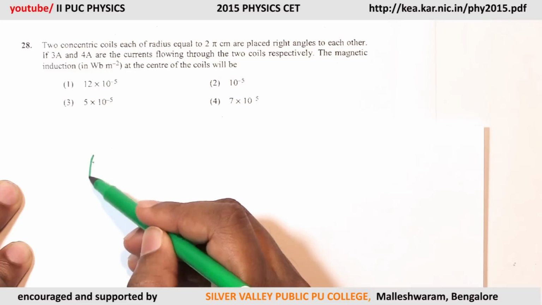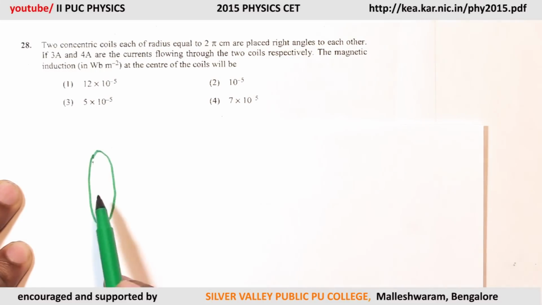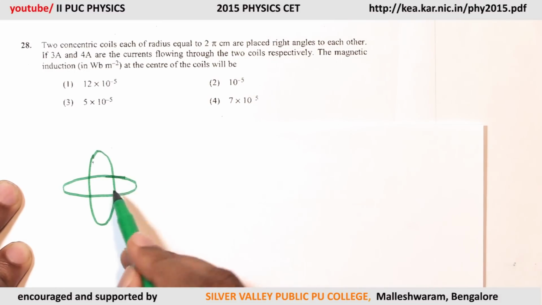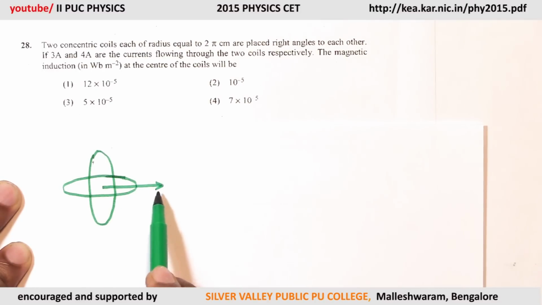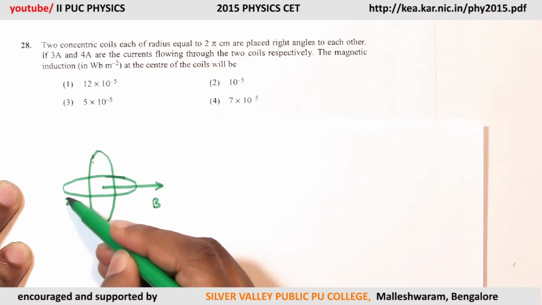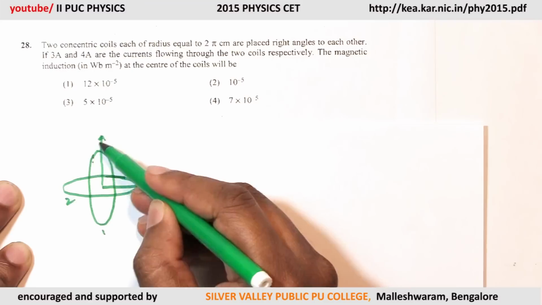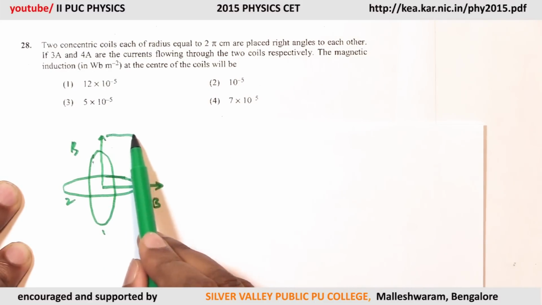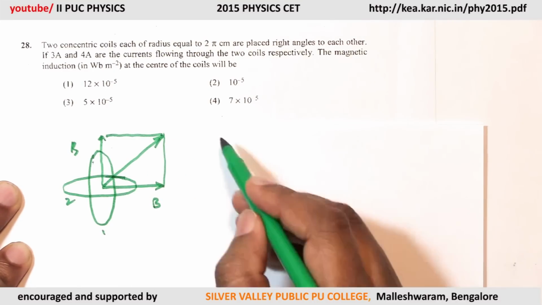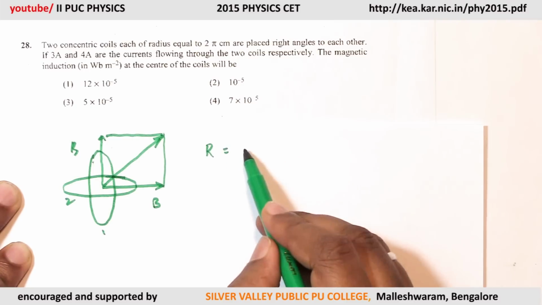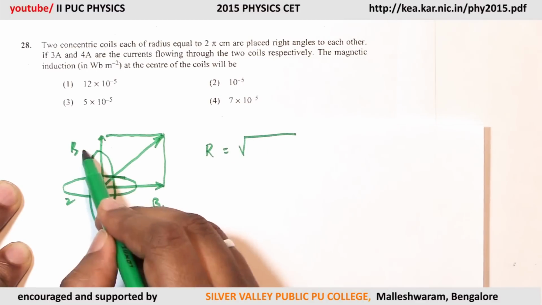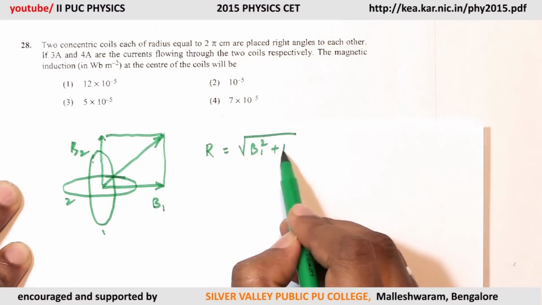Two concentric coils, each of radius equal to 2 pi centimeter, are placed at right angles to each other. Means this is first circular coil, this is second circular coil. First coil gives magnetic field along the axis B. Second coil gives magnetic field along its axis B. Therefore resultant is always by the Pythagoras theorem, because they are perpendicular to each other. So resultant equal to root of B1 square plus B2 square.